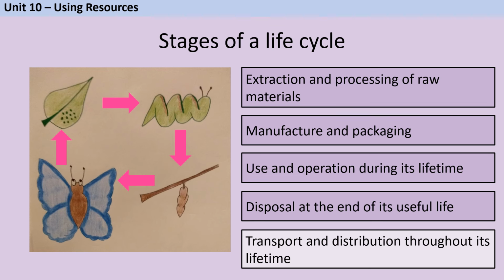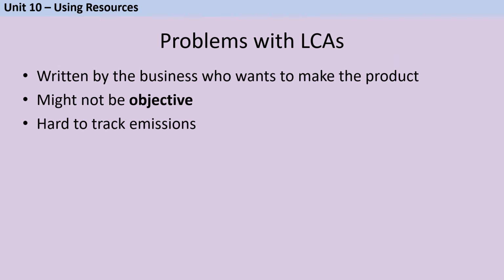We consider the environmental impact of the extraction and processing of raw materials, so that could be things like where are those raw materials found. Then we think about manufacture and packaging, so things like what processes are needed for the manufacture. Use and operation in the product's lifetime, so things like what byproducts does using it make, and disposal at the end of its useful life. So that could be things like, is it biodegradable? Is it recyclable?